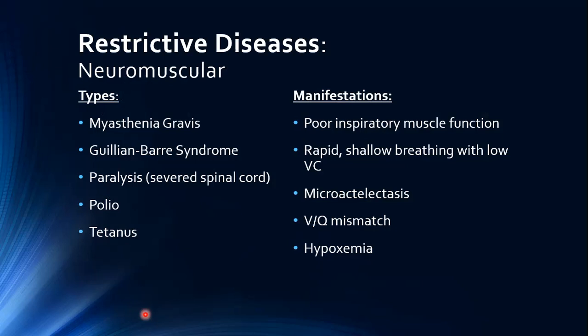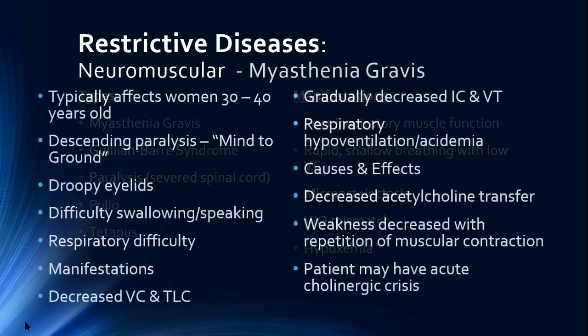Microatelectasis, right? Little patches of atelectasis all through the lungs. VQ mismatch and hypoxemia. These are the things that will manifest to let us know we have a neuromuscular disorder going on, right? So we have myasthenia gravis, Guillain-Barre syndrome, paralysis, polio, and tetanus.